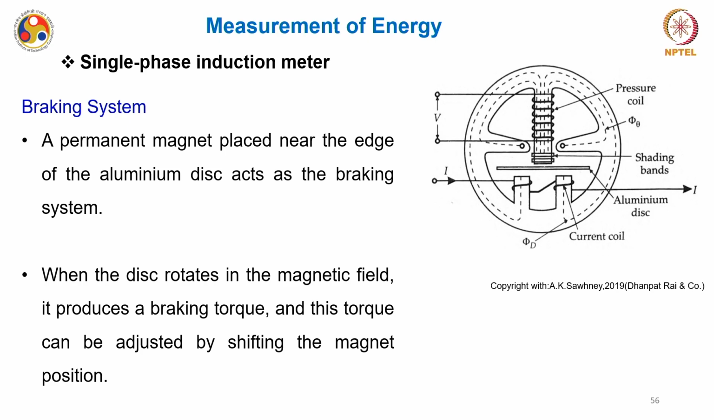Then we have the braking system. The braking system is nothing but a permanent magnet. A permanent magnet which is placed near the edge of the aluminum disc acts as a braking system.